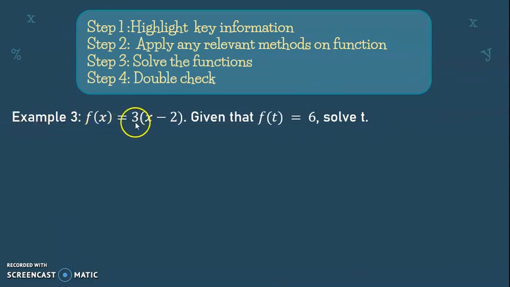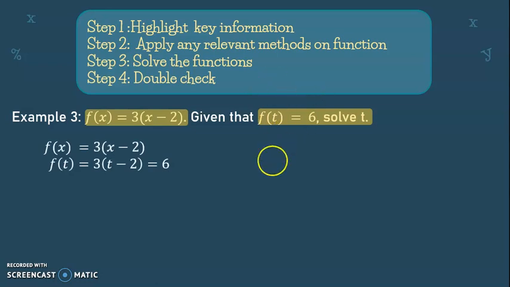f of x is equal to 3 bracket x minus 2. Given that f of t is equal to 6, solve t. Okay, so first you have to highlight the key information. The key information is the function itself, and then the other key information is this one, which is when f of t is equal to 6, solve the value of t.